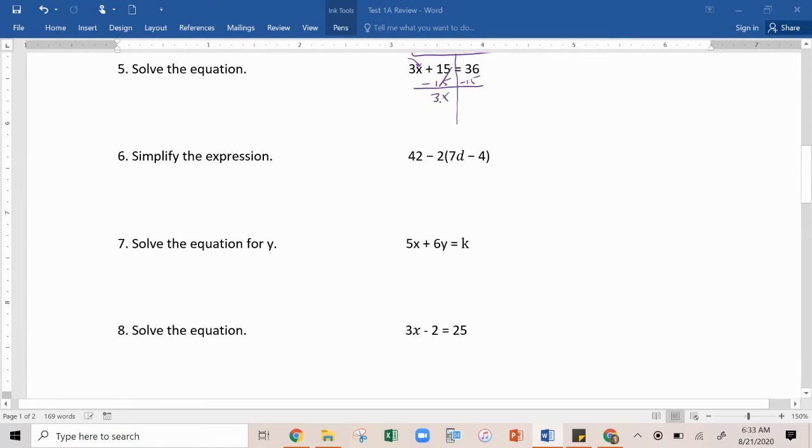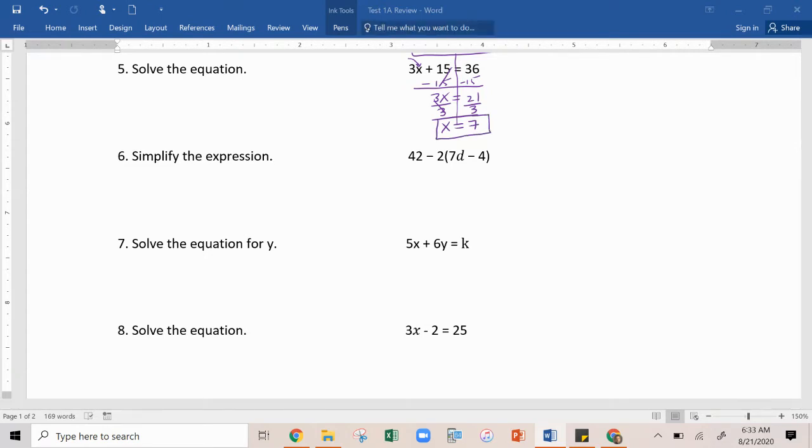Now I have 3x equals 36 minus 15, which is 21. And then remember, the last thing we do is divide. And so we get x is equal to 7. Okay, remember, you can always plug this back in and check. 3 times 7 is 21. 21 plus 15 is 36. So we know we got it right.